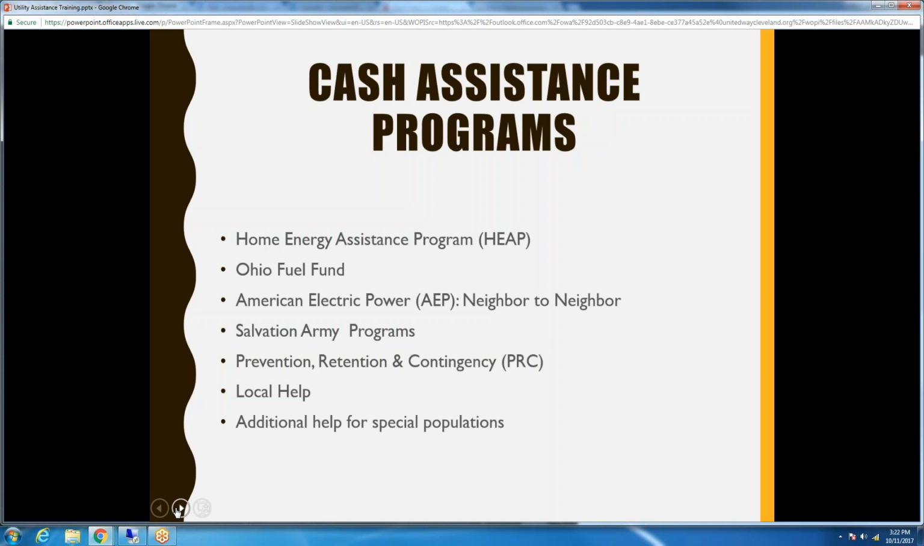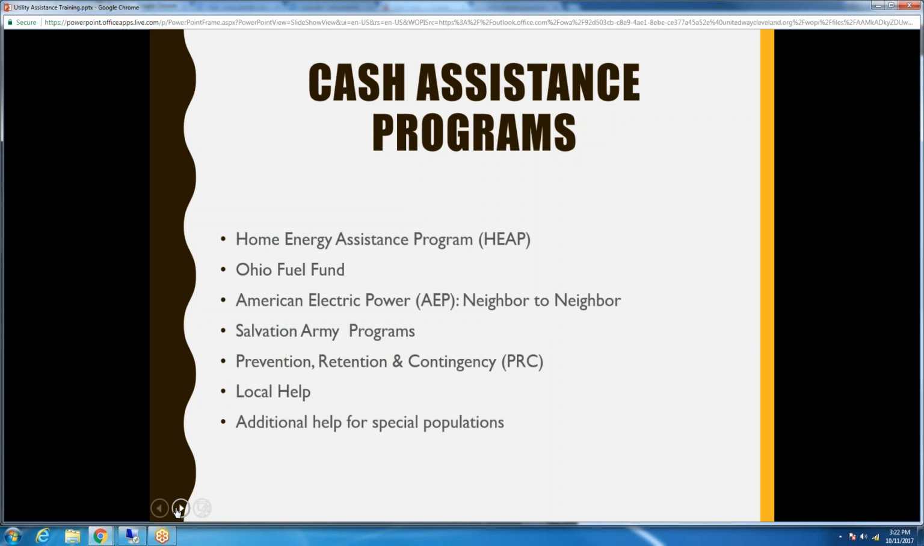So here are some of the cash assistance programs. Please note, not all programs will help with all utilities, so some programs may not be available in all service areas. Some programs are statewide, while others are only available for a particular community, and this may also be true for certain populations. So we have the Home Energy Assistance Program, HEAP, Ohio Fuel Fund, AEP, and Salvation Army programs. We'll discuss these further in a moment here.